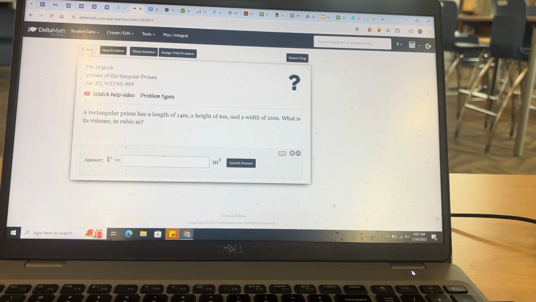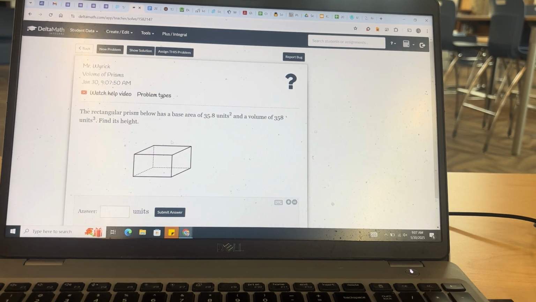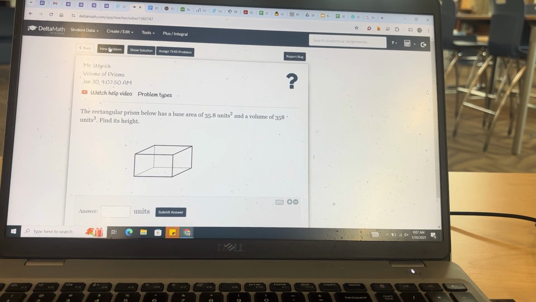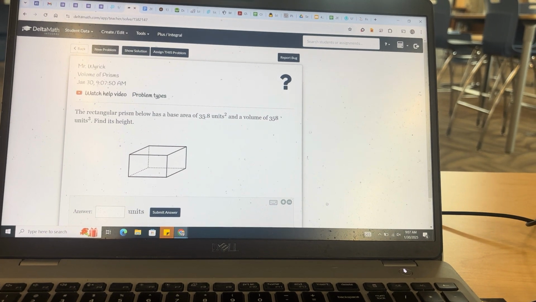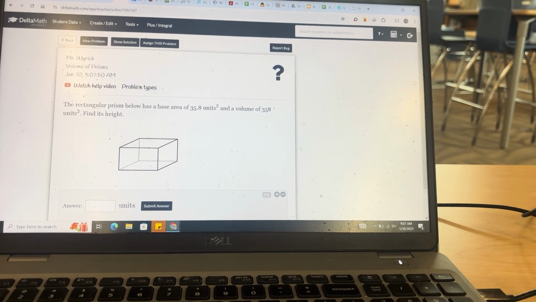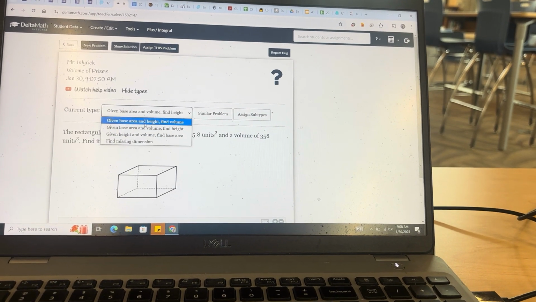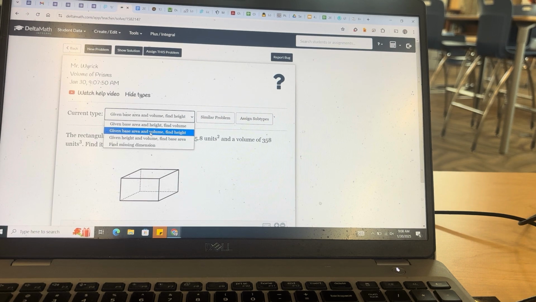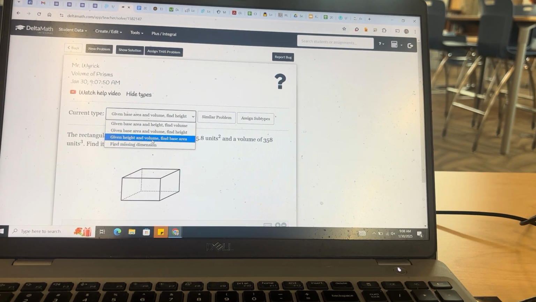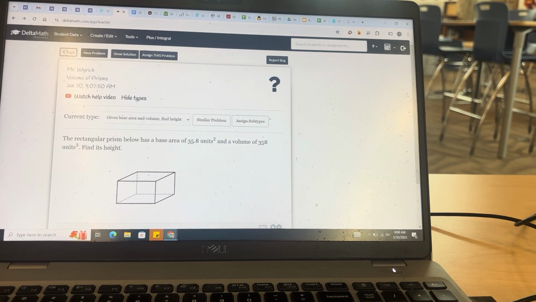Sometimes it gives you a cube. Remember, that's just the same measure on every side. Volume of prisms is going to give you something like this. Sometimes it'll give you a head start and tell you this is the base area, this is the volume, what's the height. There's going to be different problem types there. So given the base area and the height, find the volume. Given the base area and the volume, find the height. Given the height and the volume, find the base area, or find the missing dimension. So not a big deal there.